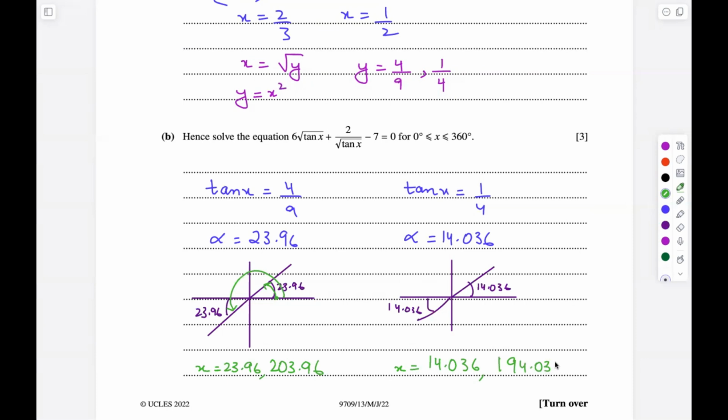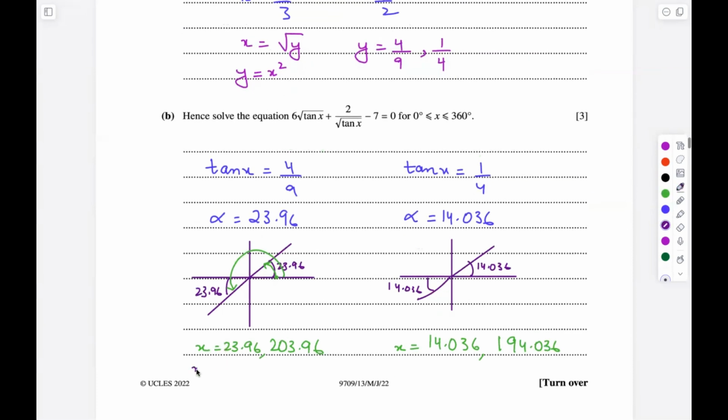194.036. And as we have to give our answer in angles to one decimal place, this will become 24.0. This will become 204.0. And this will be 14.0. And this angle, 194.036, will become 194.0.